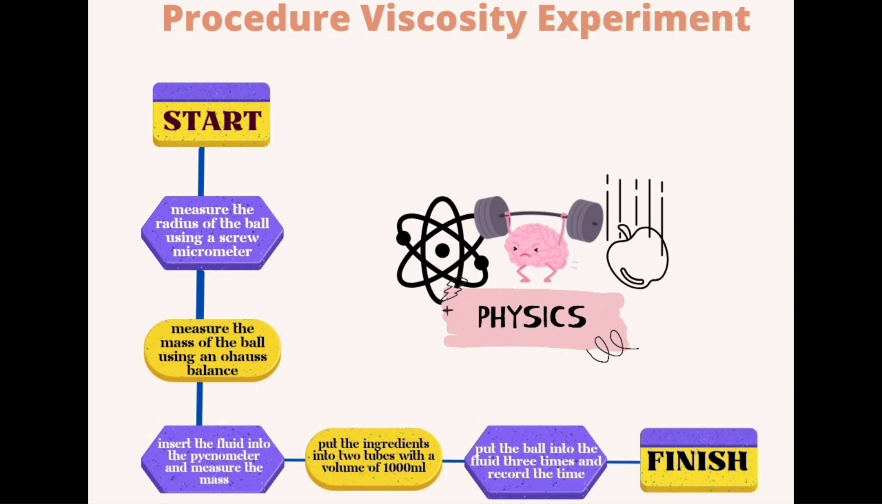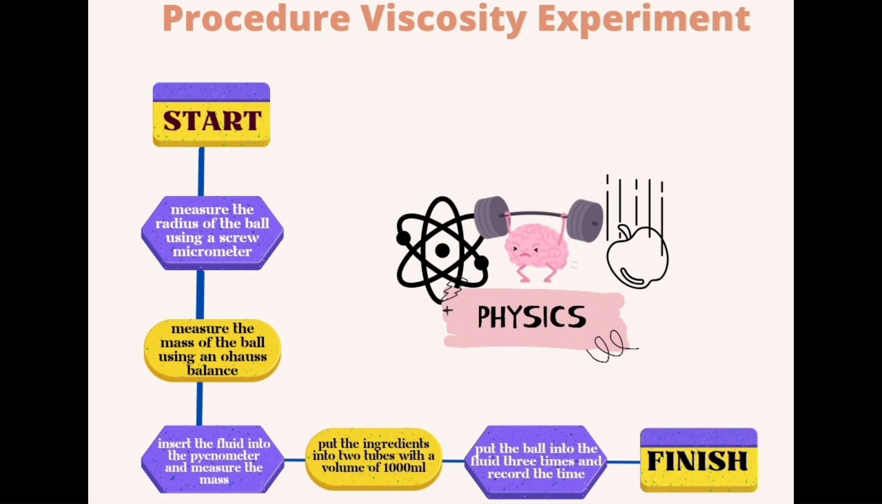The first step is to measure the radius of the ball using a screw micrometer. This is done to obtain an accurate size of the ball that will be used in viscosity measurements. After that, the next step is to measure the mass of the ball using an Ohaus scale. This is done to determine the mass of the ball, which will affect the viscosity of the liquid to be measured.